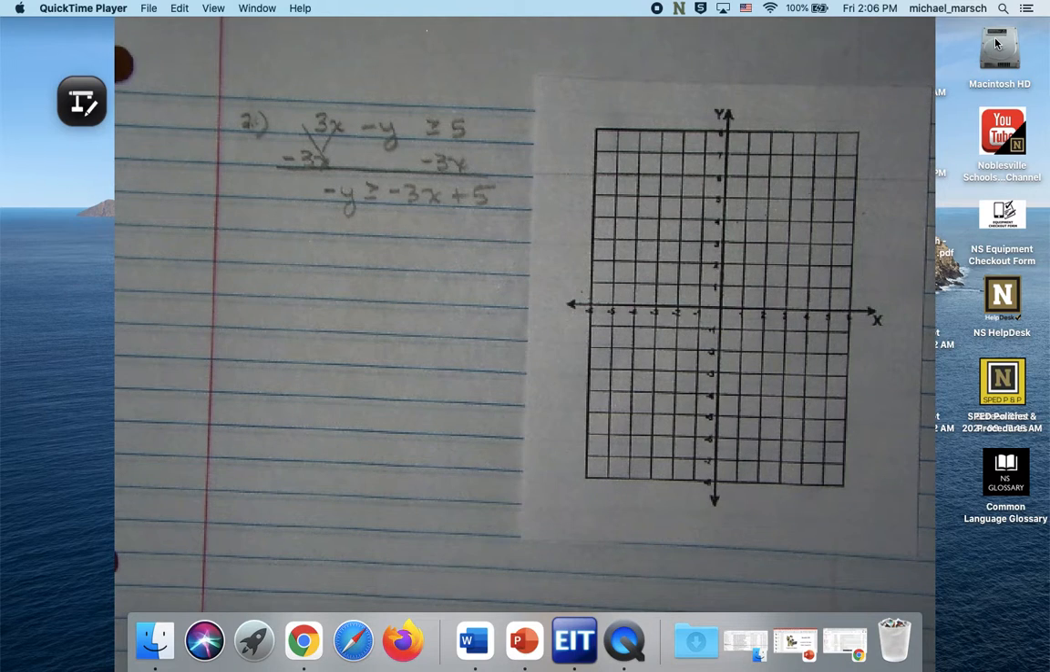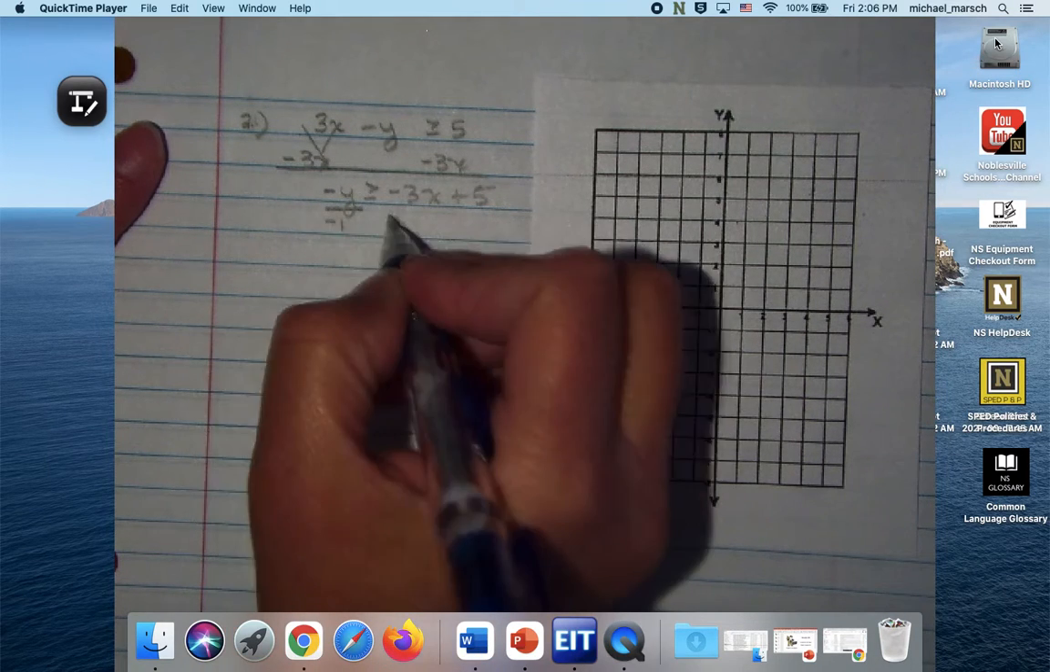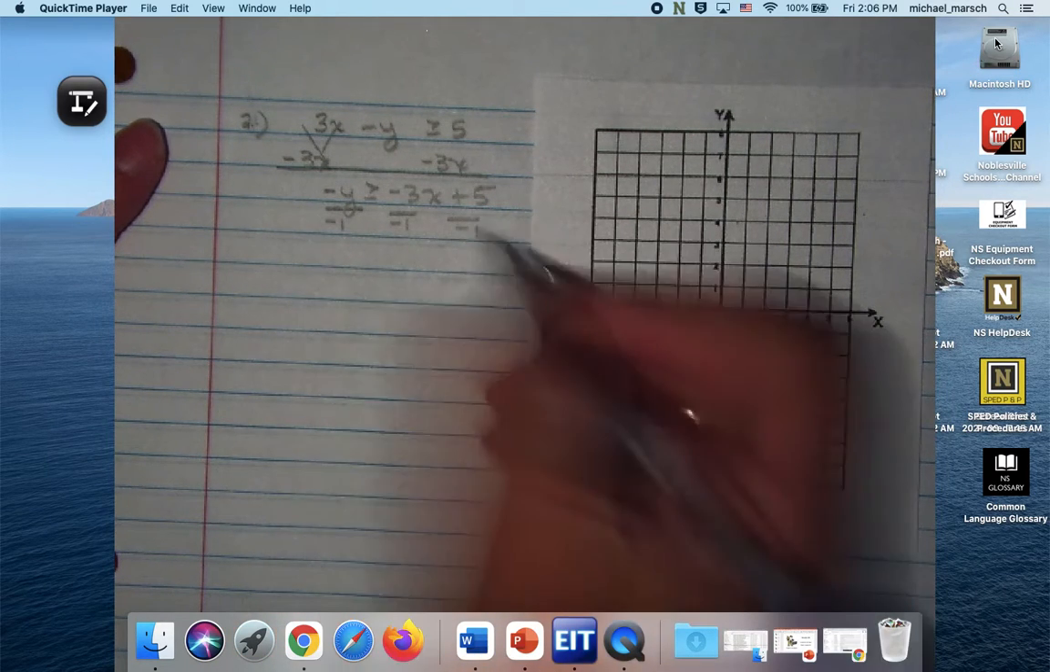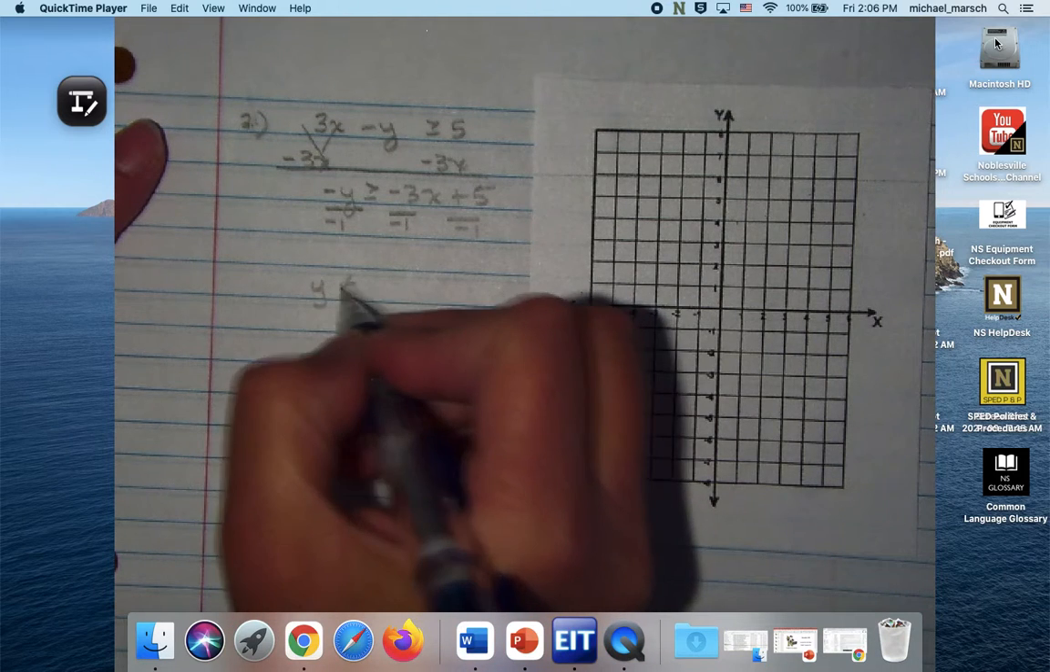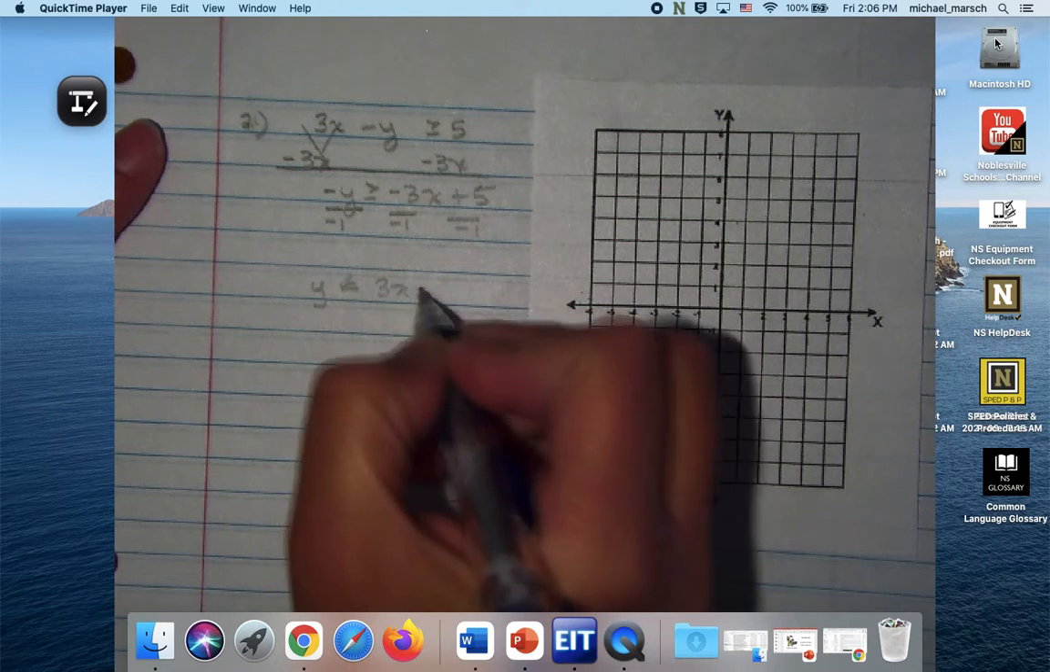Divide by negative 1. But what's the catch when you divide by negatives with any kind of inequality? Well, you have to do all of them, but there's a catch specifically with inequalities. I got to flip the sign. Good. Negative 1, negative 1, negative 1. So now I have y is less than or equal to 3x minus 5.